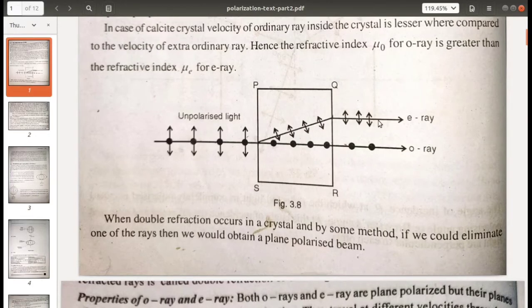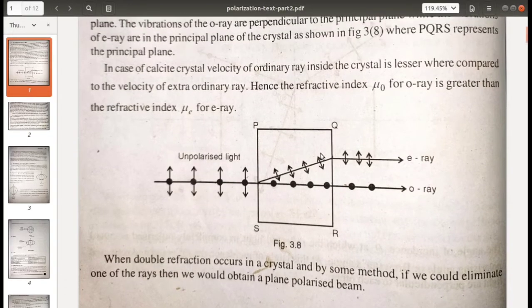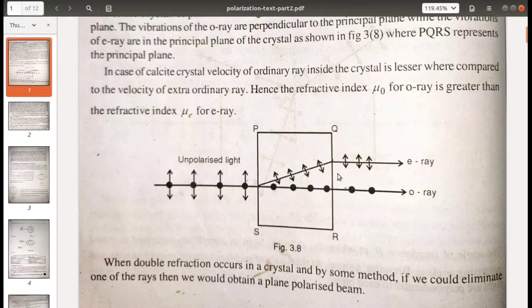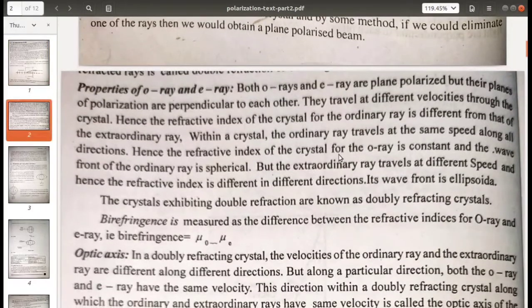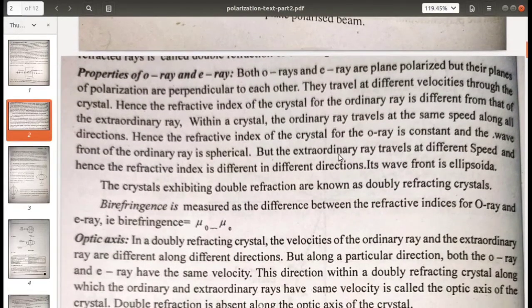The plane of polarization of this ray is perpendicular to the plane of paper, and this one is in the plane of the paper. The mark shown here is the plane of vibration. The plane of polarization is perpendicular to the plane of vibration. Since the planes of vibration are different for these two rays, the planes of polarization are also perpendicular to each other.